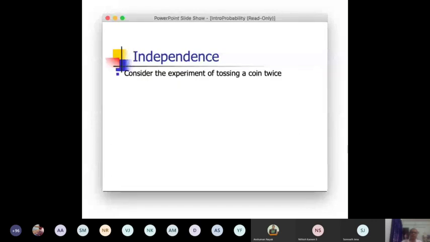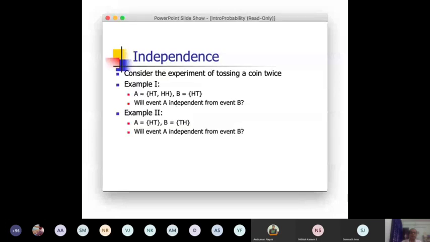So we are discussing independence. Further, some explanations. Consider the experiment of tossing a coin. And this is one example; I'm giving you two other examples. So can you answer me? Consider example 1, what is happening there with respect to that question, and consider example 2.